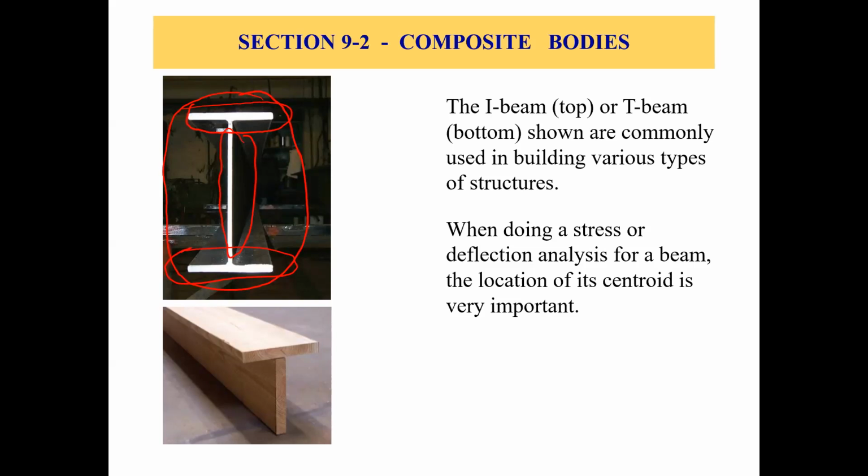Okay, and same thing about this T-beam. This is a rectangular part, this is also a rectangular part. Once they are joined together in this fashion, then they make this T-beam. So both of these are excellent examples of composite bodies.